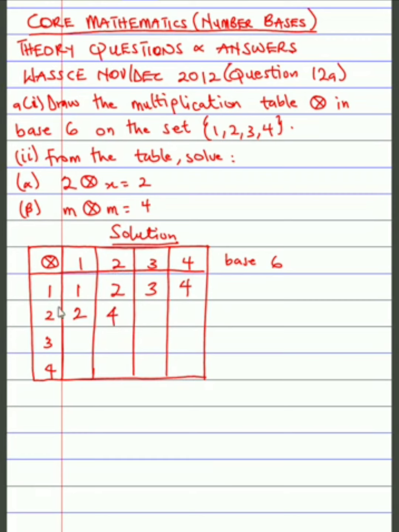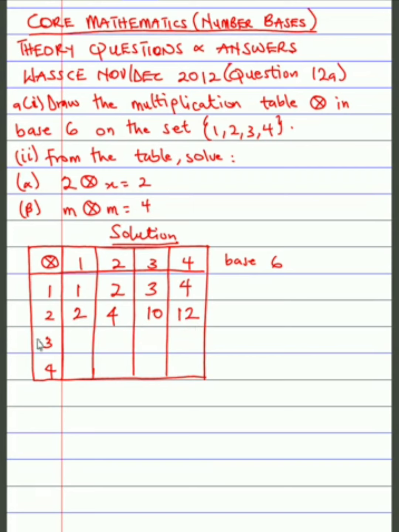Now 2 times 3 gives us 6. 6 goes into 6 how many times? 1, remainder 0. So we write our 0, our remainder, then it goes into it once, so we get 10. All right. Now 2 times 4 gives us 8. 6 goes into 8 how many times? 1, remainder 2. I believe you are catching it.